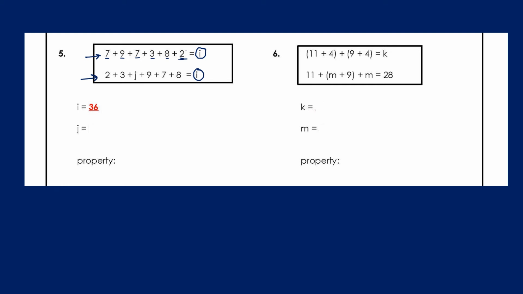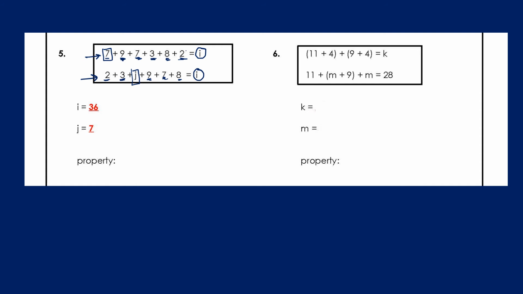So I have a 2 and a 2, a 3 and a 3, a 9 and a 9, a 7 and a 7, an 8 and a 7. So actually I'm only missing one of my 7s because I actually have 2 7s. So this must equal J.